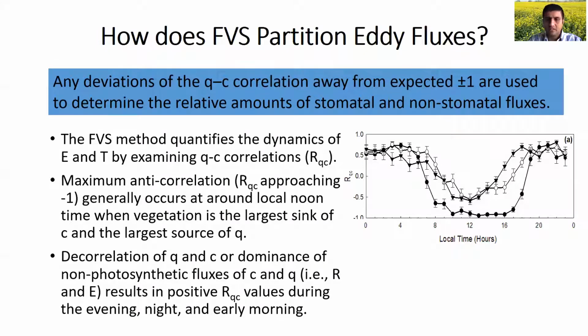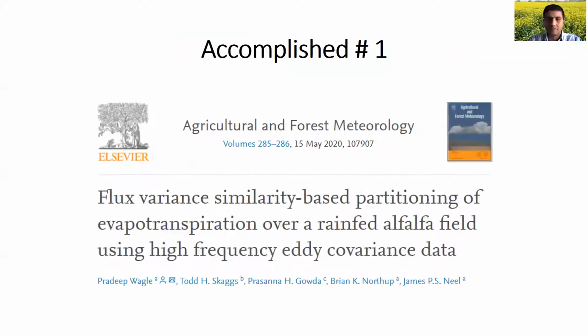Any deviations of this correlation, the correlation between carbon and water vapor fluxes, from the expected ±1 are used to determine the relative amounts of stomatal and non-stomatal fluxes. In other words, for ET partitioning, the relative amounts of E and T.